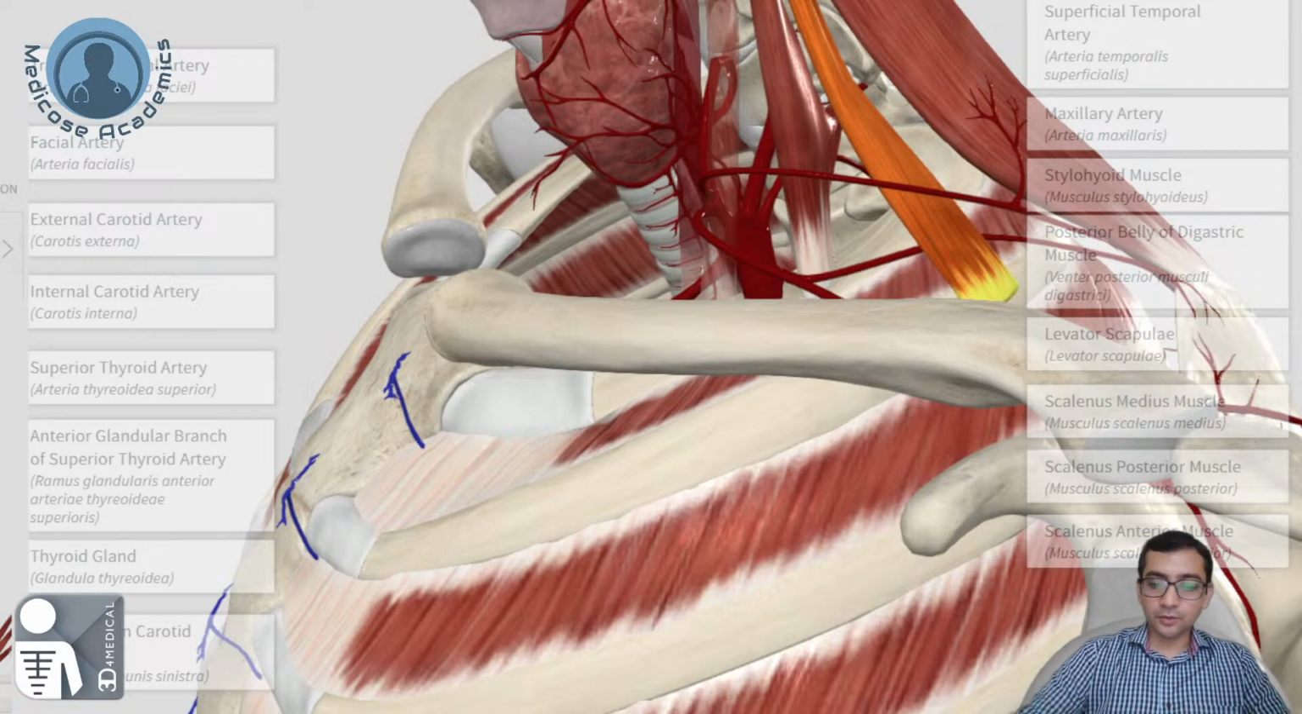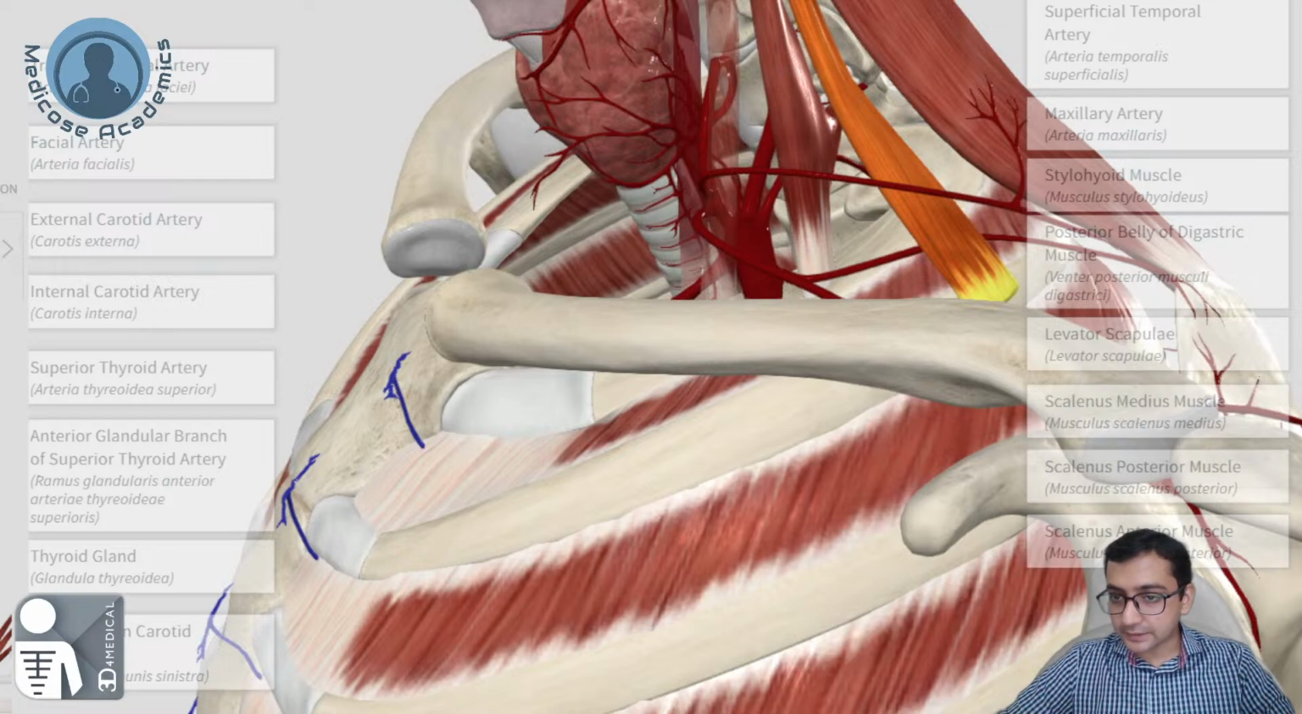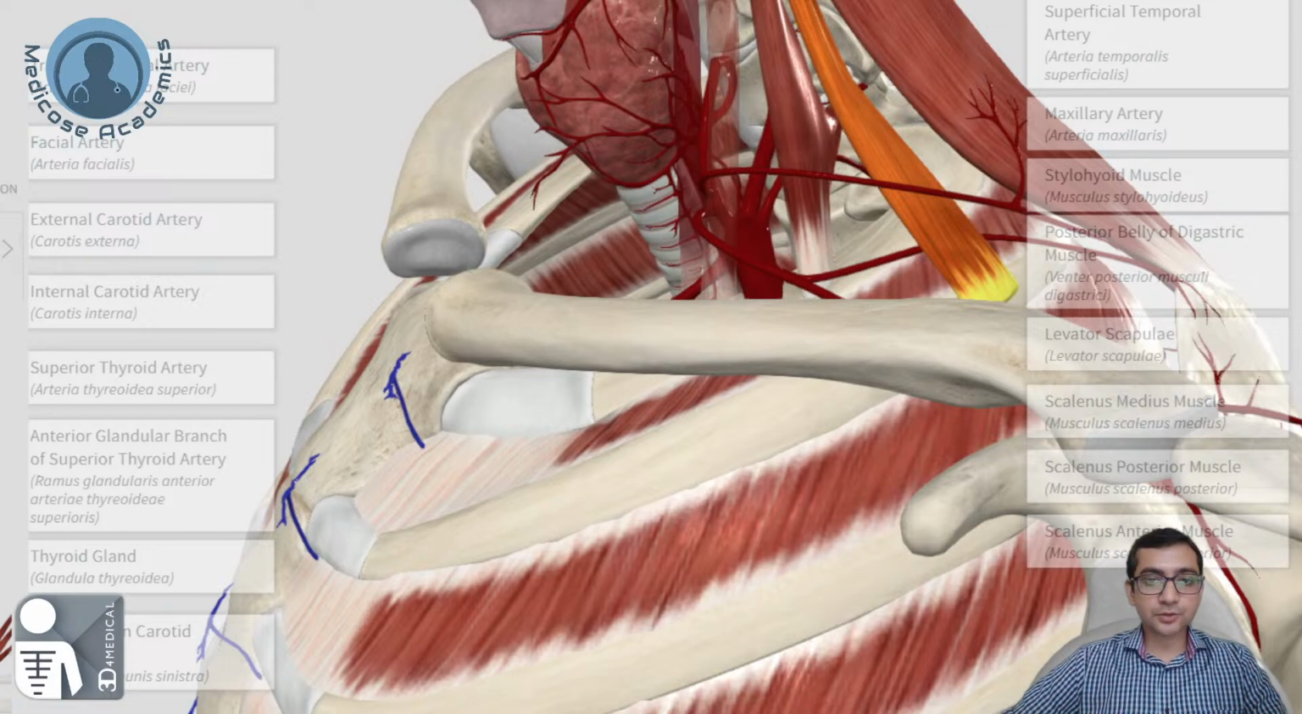And here is a picture from the Grays, and the same situation is made in the graph, that there is the transverse cervical artery, it goes to the superficial, and there is dorsal scapular artery. So that is the situation that is shown in this model right here.